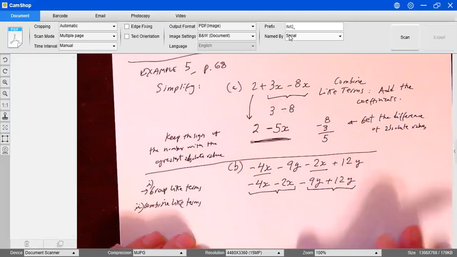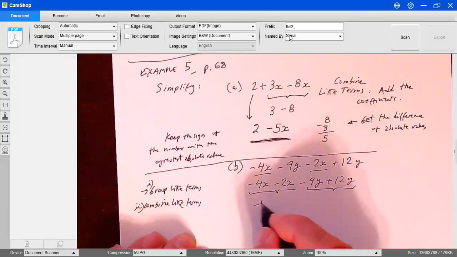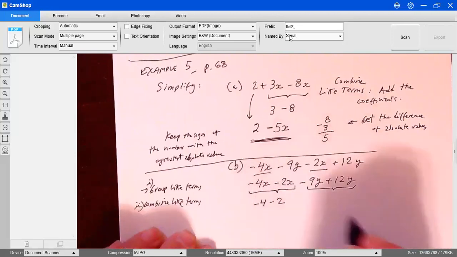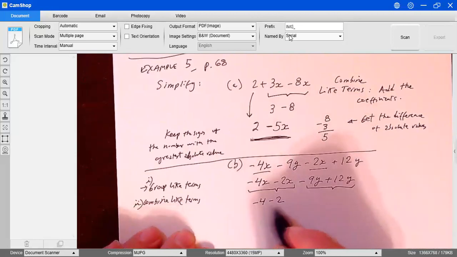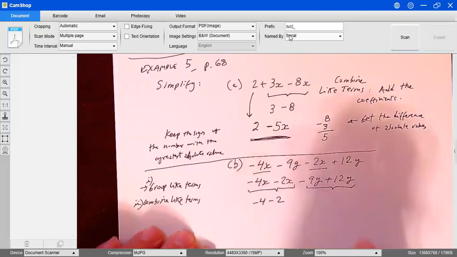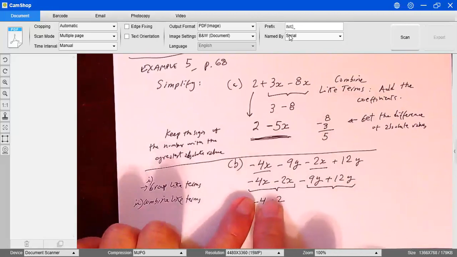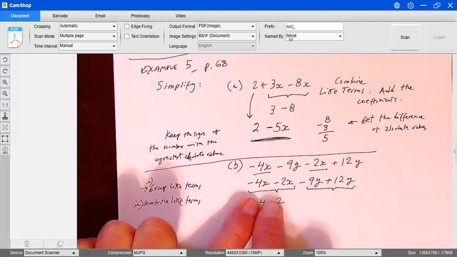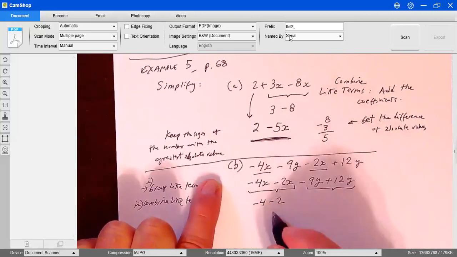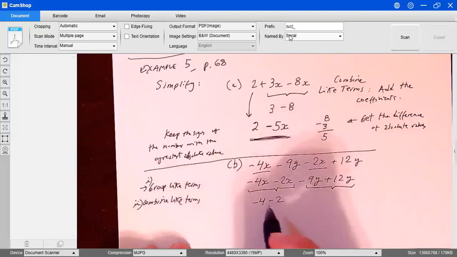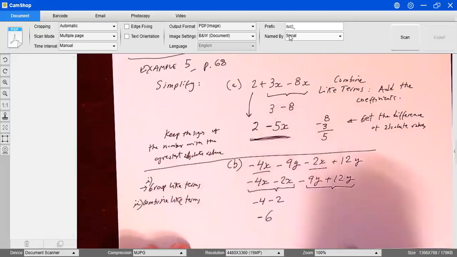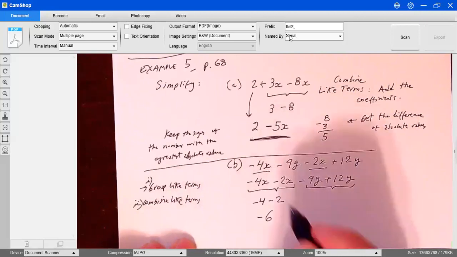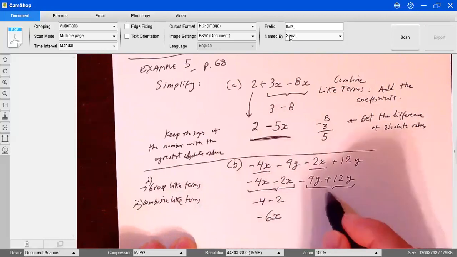So how do you do that? You work with the coefficients. So you have -4, -2. So you are adding two numbers with the same sign. So you add the absolute values. The absolute value is just the number without sign. So you have 4 and you have 2. So you add 4 and 2, you're going to get 6. Then you use the common sign. So you are adding negatives. The answer should be negative. And then you just write the variable x.